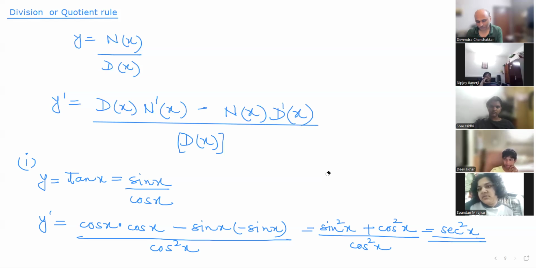Srinidhi, which coaching are you going to? Sir, 9 Education, Hyderabad. Hyderabad, 9 Education. Okay. Spandan? So Shraddha Academy, Maharashtra. Maharashtra. Okay.